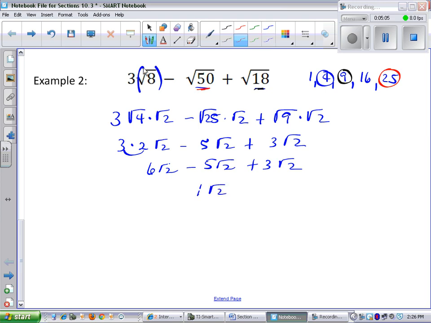How do we combine like terms? We combine the coefficients and keep the like part, which is the square root of 2, plus 3 square roots of 2, which would give me a final answer of 4 square roots of 2.